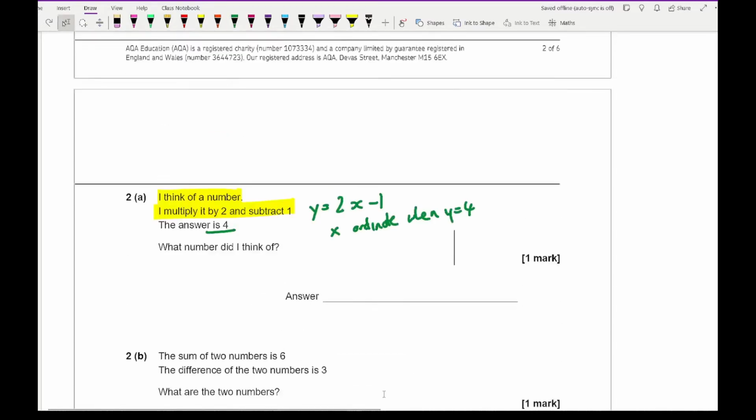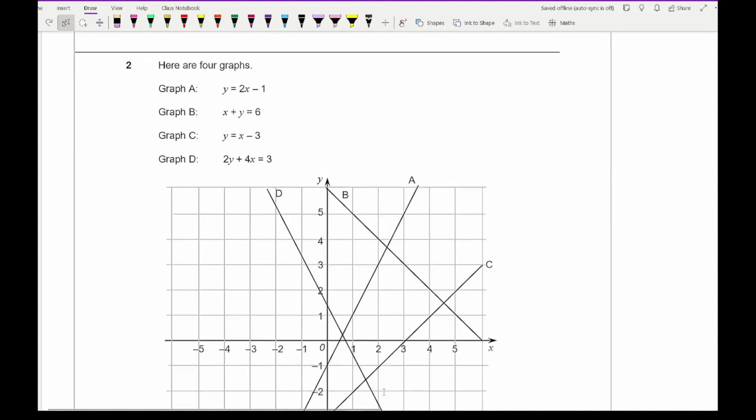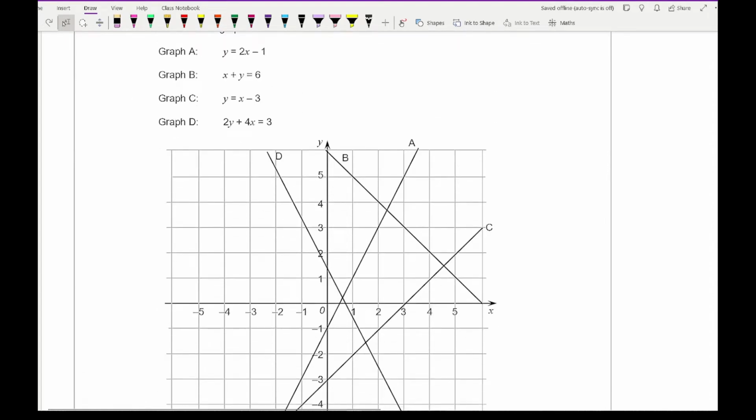So if I go back to the graph of 2x minus 1, which is graph A, I'm looking at this line here, and I'm looking for where the line meets y equals 4, which is at this point here. This is where 4 is, and that's the point. And what is the x ordinate? Well, that's 2.5.